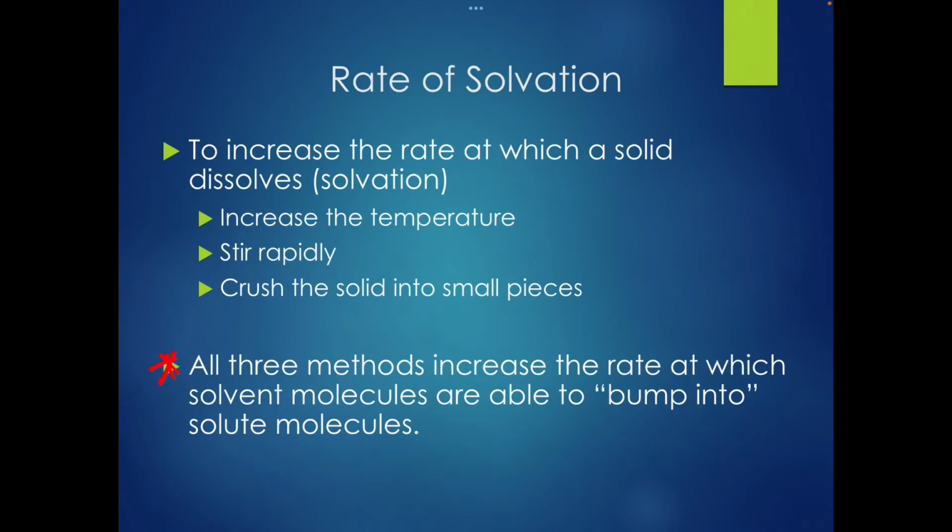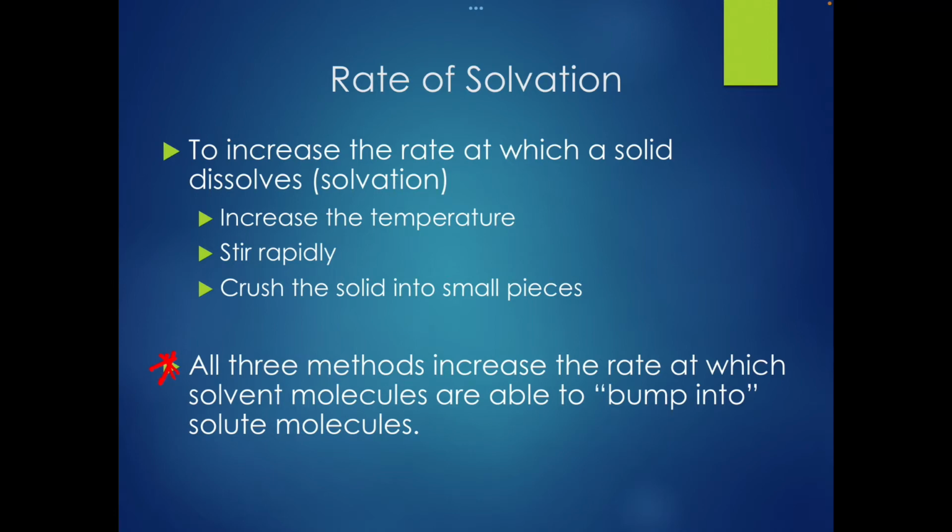And the reason I say bump into them is because when they bump into them, they're able to use those intermolecular forces to allow the solute to dissolve. So the more collisions we can make, the more that we can have these solvent molecules bump into our solute molecules, the faster it will dissolve. So again, by increasing the temperature, we make those molecules move around faster, then they bump into the solute molecules more and dissolve it more quickly.